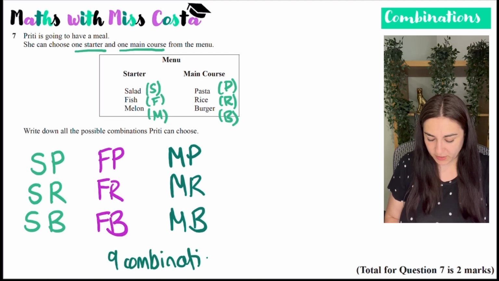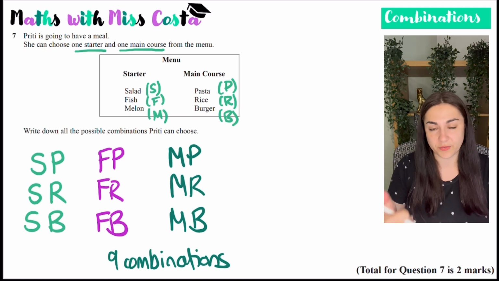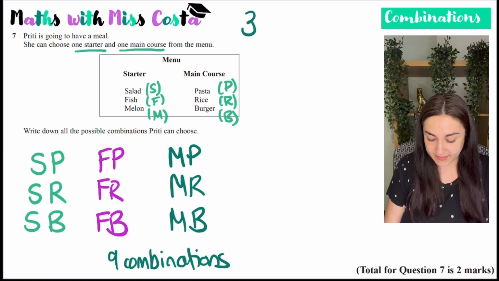To double check, you might just want to think to yourself, okay, each of the 3, so I have 3 starters and I can combine them each with 3 meals.